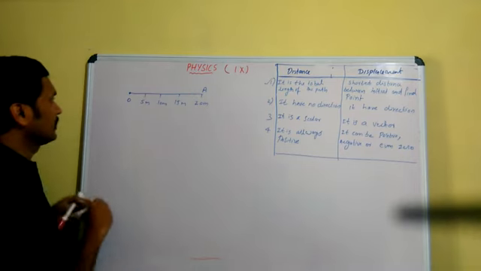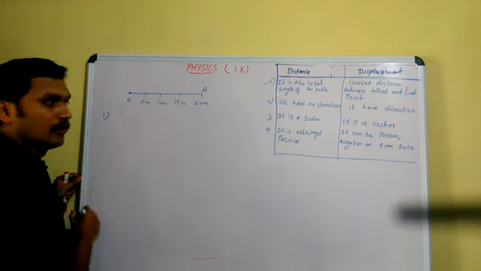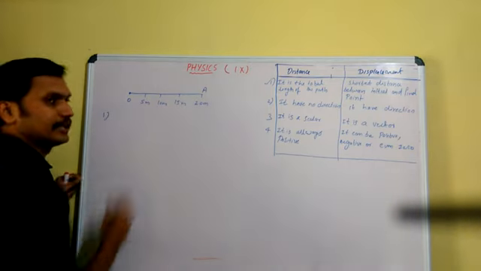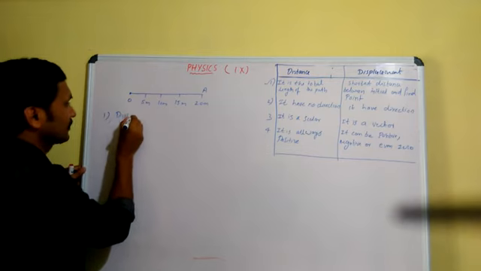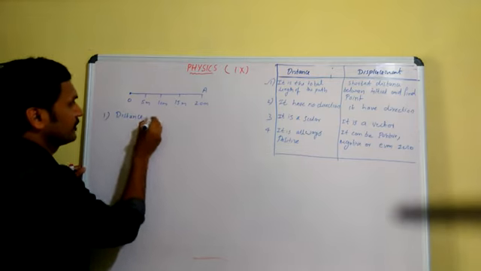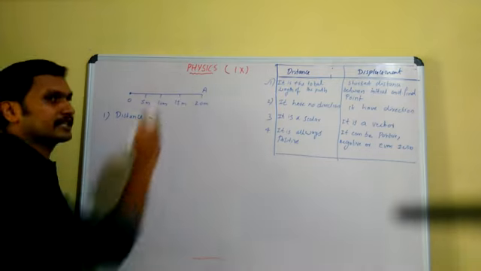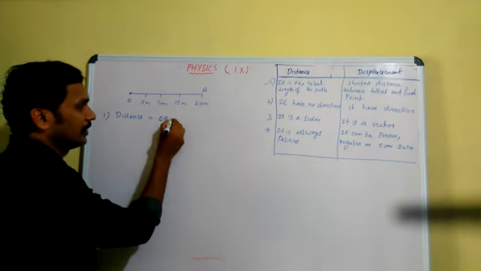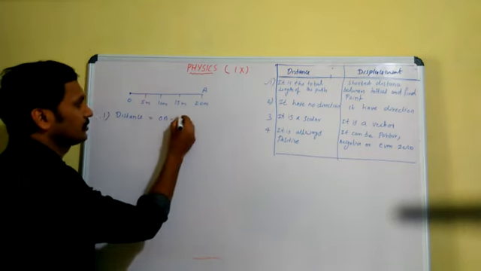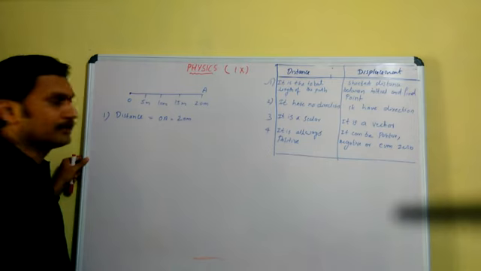In the first situation, the object started from the point O and reached the point A. So what is the distance covered by the object? It starts from the point O and reaches the point A. Distance is equal to OA. OA is equal to 20 meter.